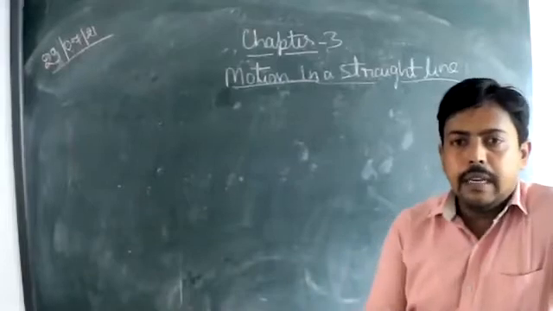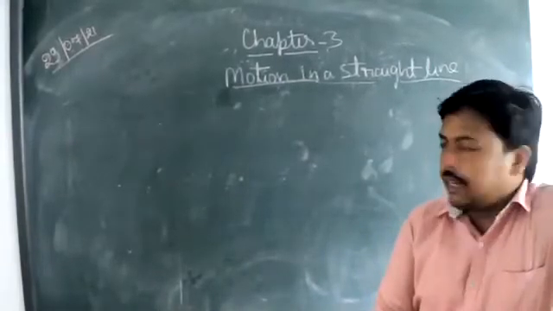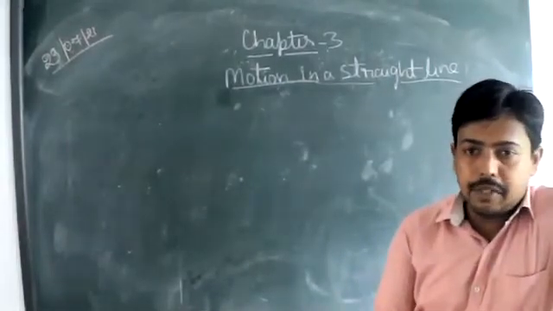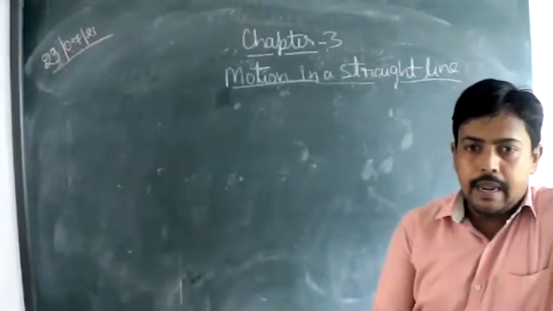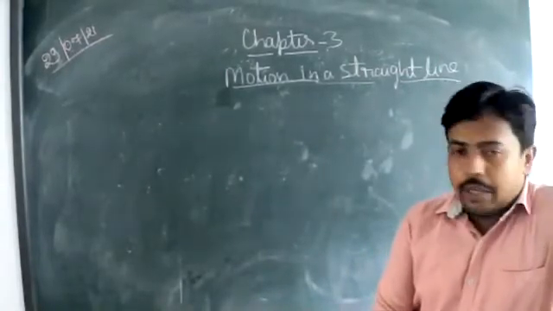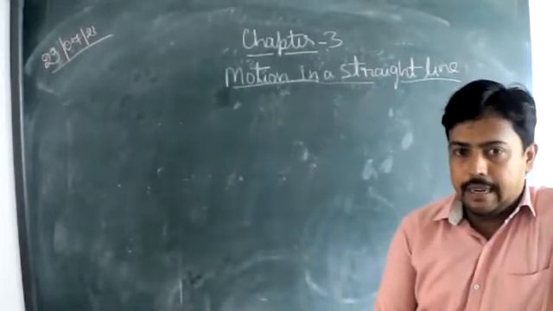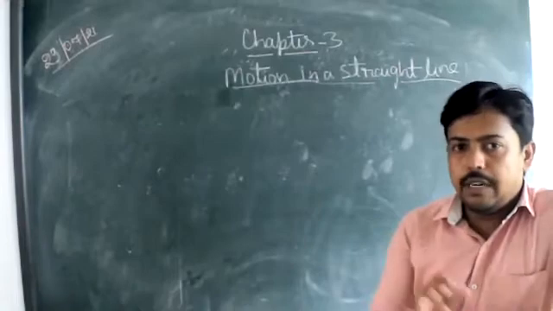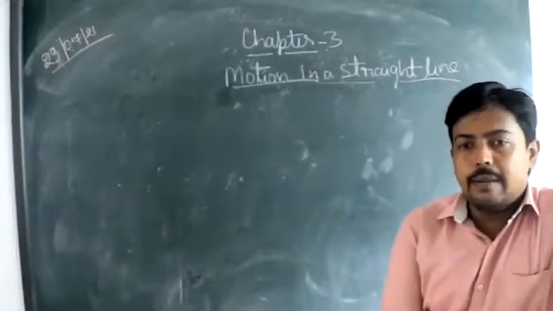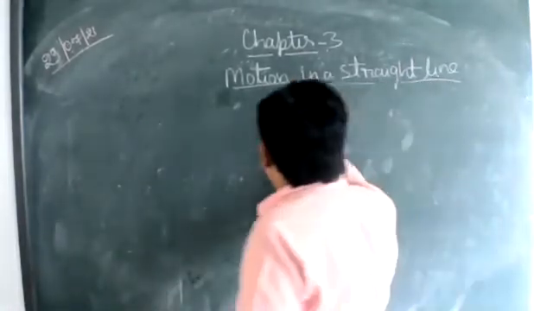Today we will be beginning our new chapter, that is chapter number 3. We have discussed the previous chapter, units and measurement, and now we will be talking about chapter number 3, motion in a straight line. This motion in a straight line is a part of kinematics.